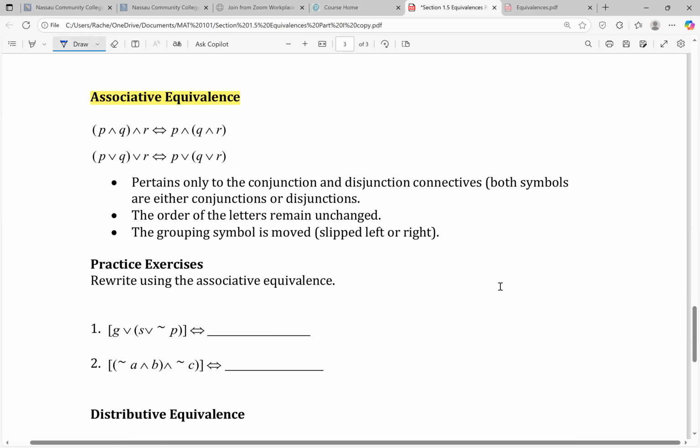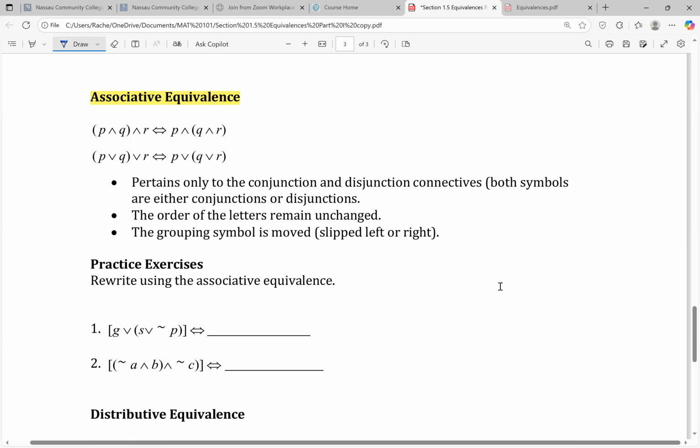If I had the statement P and Q and R, I can rewrite that as P and then group the Q and R. And it's the same thing with the disjunction. If I had P or Q grouped together and then or R, I could rewrite that as P or and then Q or R. I could have grouped the Q and the R together. So the associative equivalence only pertains to the conjunction and disjunction connectives.